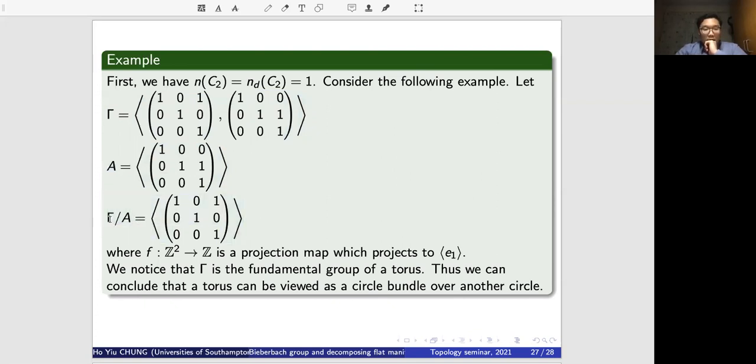After we take the quotient, since we're working with the group presentation, it's pretty easy to work out what the quotient is, and it's basically equal to this one. And the important thing that I want to bring up is, since gamma is the fundamental group of the torus, and A and gamma quotient A are both Z, by that we know that the torus you can view as a circle bundle over another circle, by studying how the fundamental group, aka the Bieberbach group, can be broken down into smaller pieces. That's the idea of the Vaquers construction.